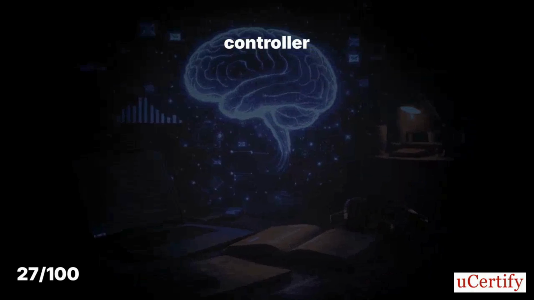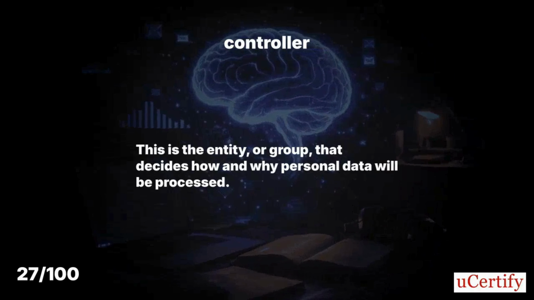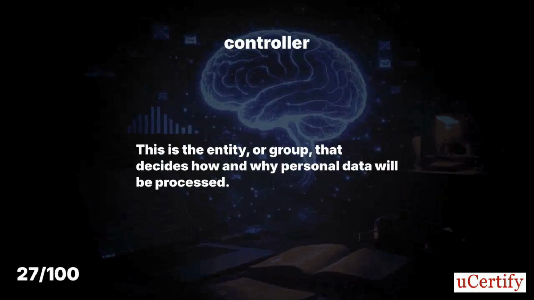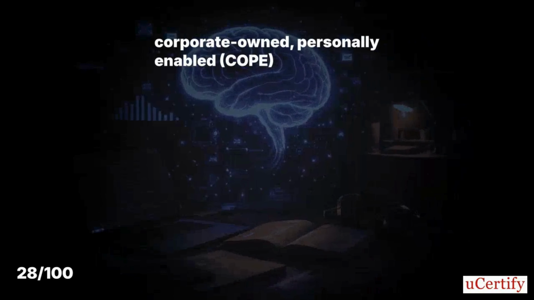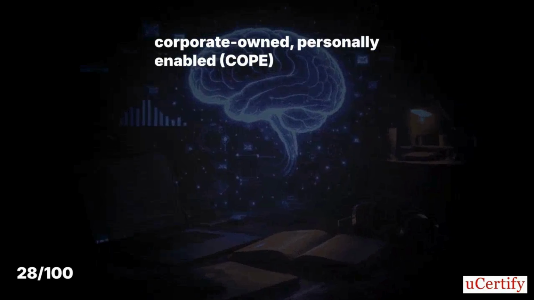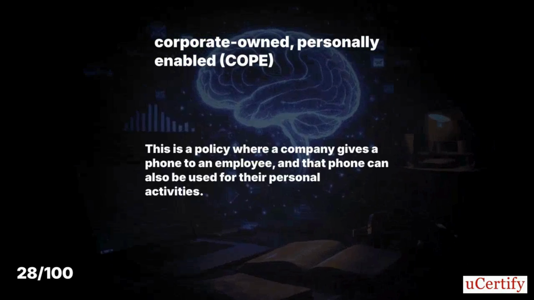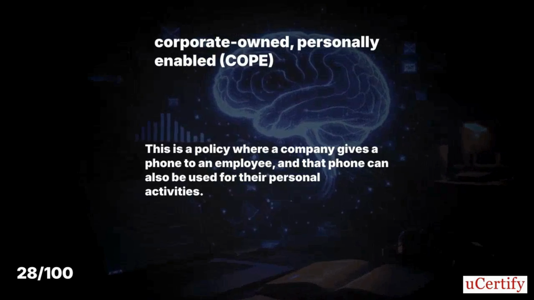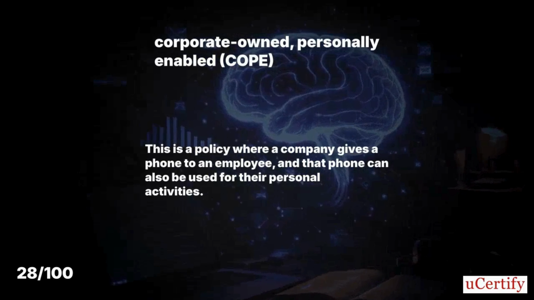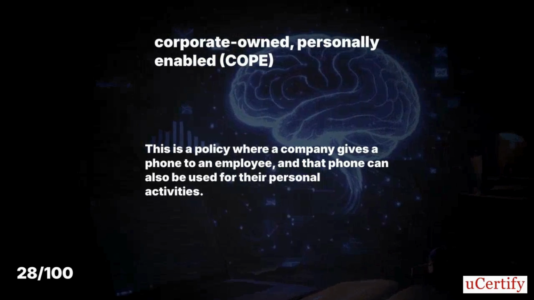Term: controller. This is the entity or group that decides how and why personal data will be processed. Term: corporate-owned, personally enabled, COPE. Definition: this is a policy where a company gives a phone to an employee, and that phone can also be used for their personal activities.